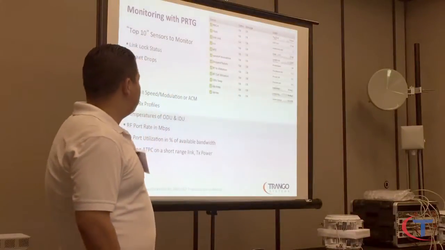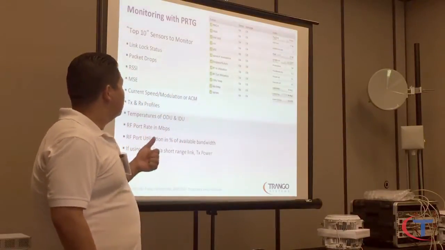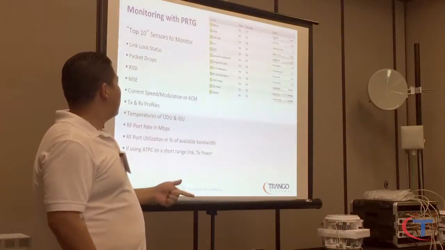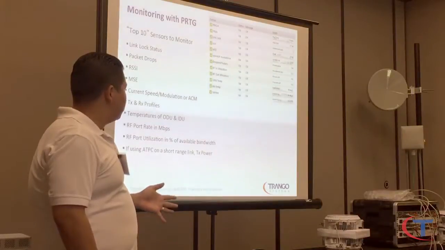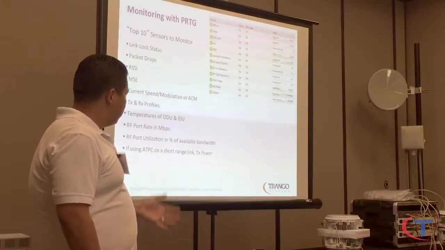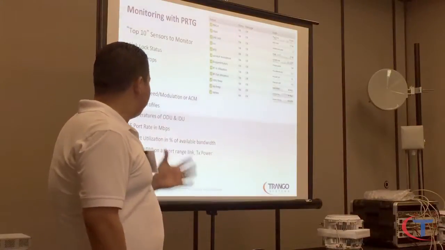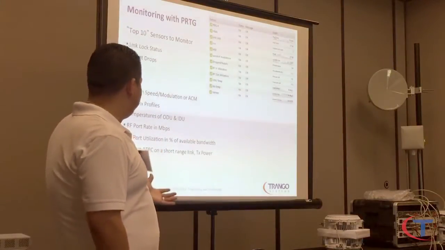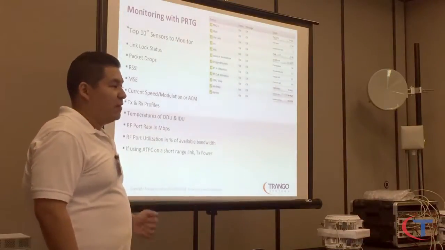Monitoring with PRTG. What are the top 10 sensors we like to monitor? It's link lock status, packet drops, RSSI, MSE, current speed and modulation for ACM, transmit and receive profiles, temperature of the ODU and IDU, RF port utilization in megabits and percentage, and if using ATPC, the transmit power.